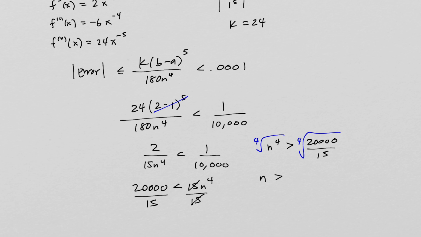And the 4th root of 20,000 divided by 15 is 6.04. And so we need to take n to be the first whole even number bigger than 6.04. And that means n must be 8. So remember, for Simpson's rule, n must be even. And that concludes this video lesson.